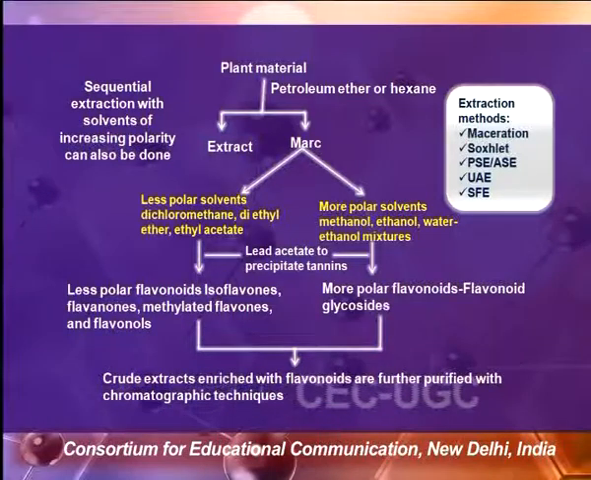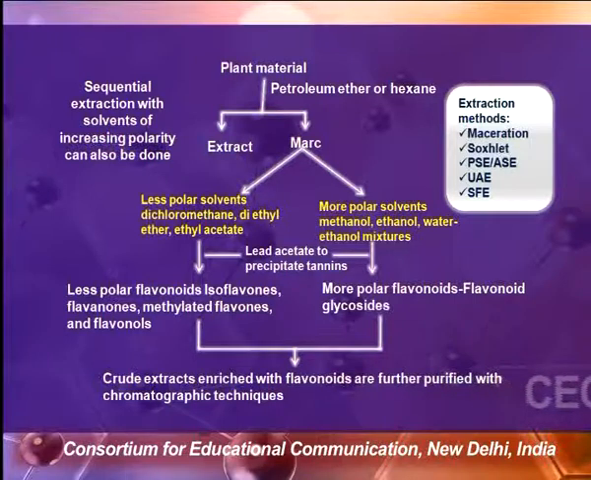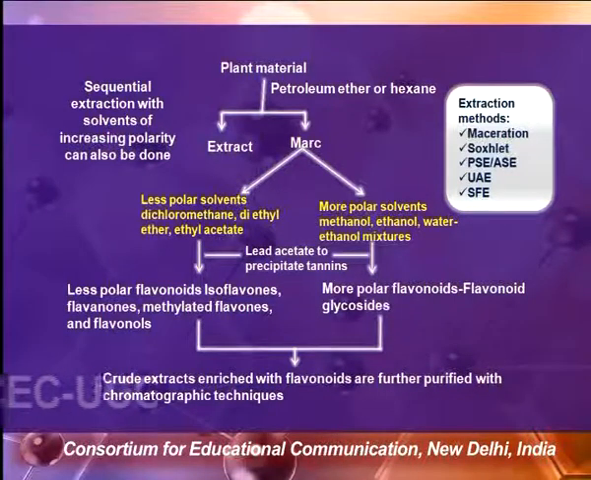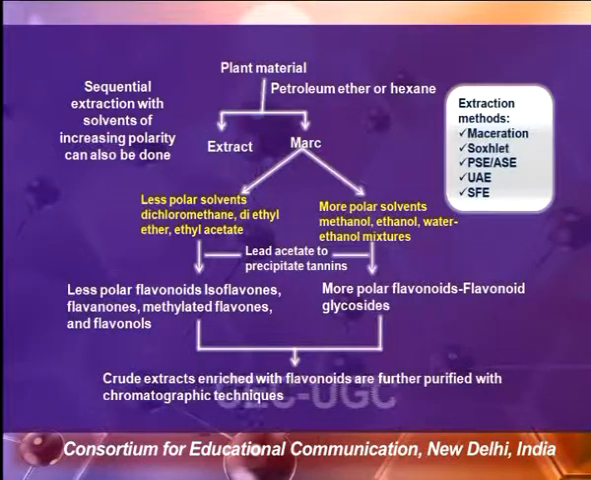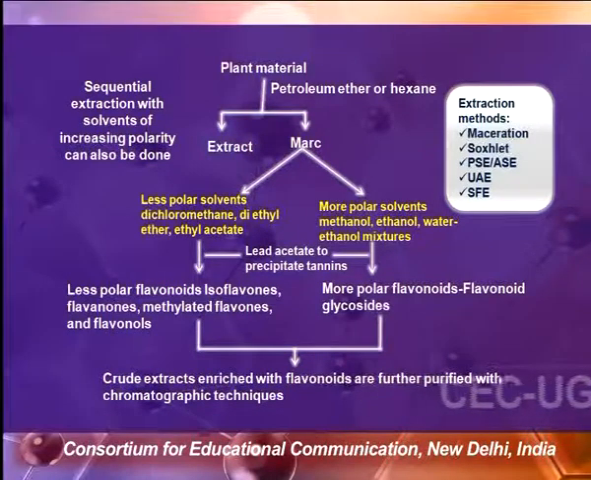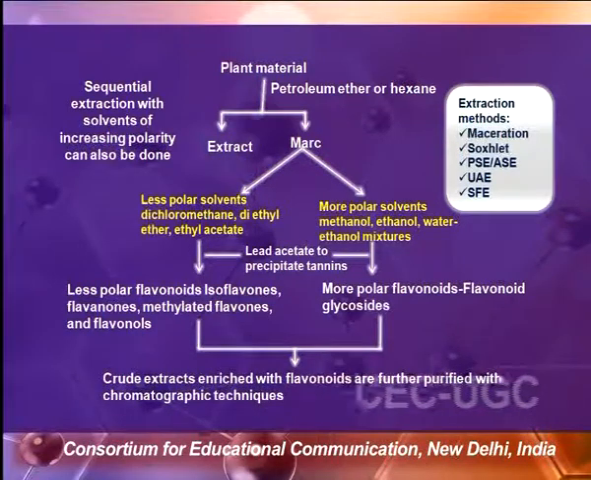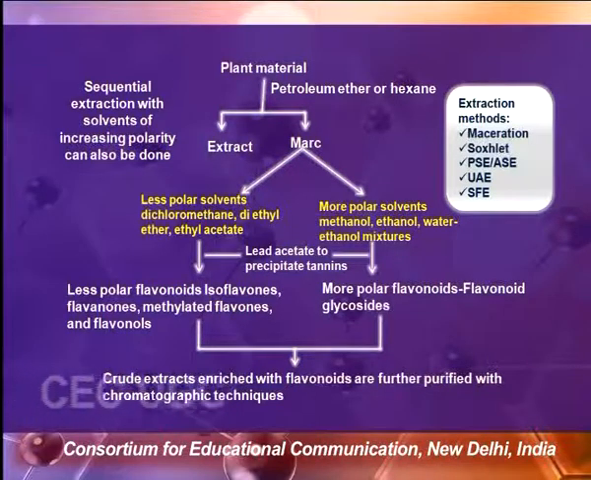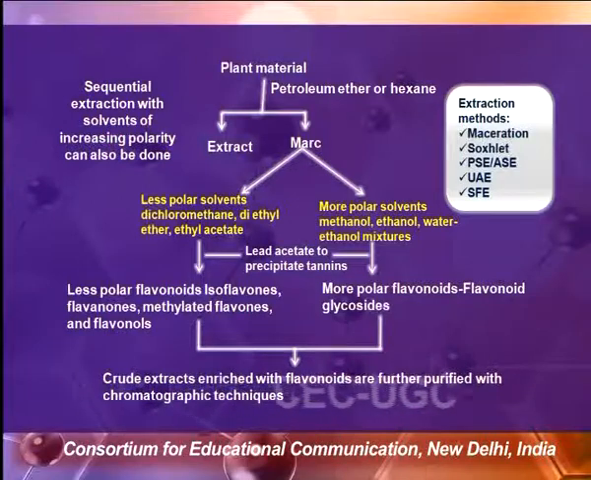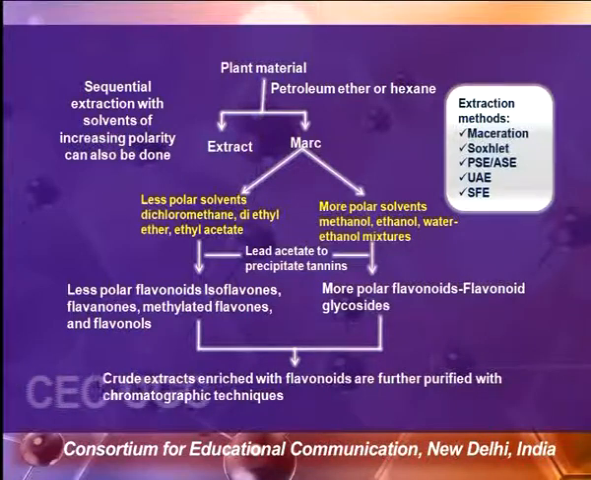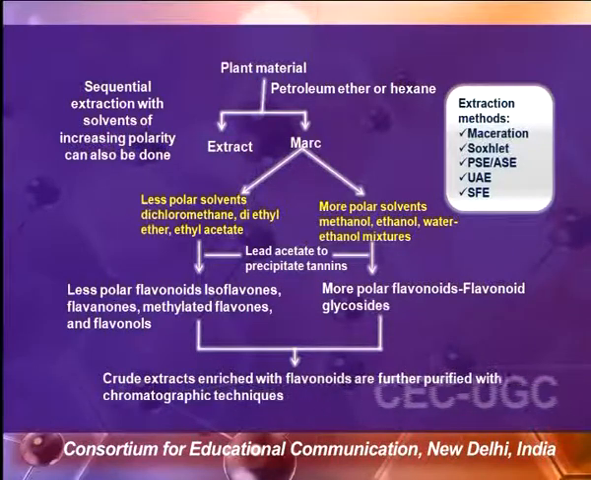So if you want to have less polar flavonoids like isoflavones or flavanones or methylated flavanones, then we go for less polar solvents like chloroform or dichloromethane or ethyl acetate. And if you want to extract highly polar flavonoids or the glycosidic flavonoids, then we go for more polar solvents such as methanol, ethanol, or their aqueous mixtures. Now, once these extracts are produced, they are again treated with lead acetate. This treatment with lead acetate helps in precipitation of the tannins, which normally also get extracted during the treatment with different solvents.